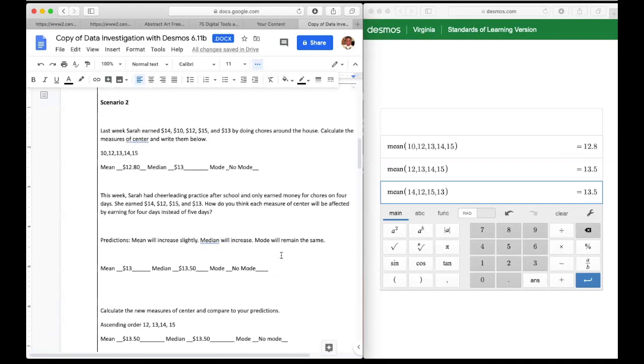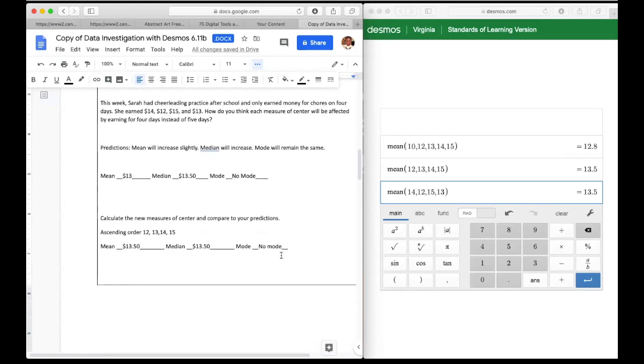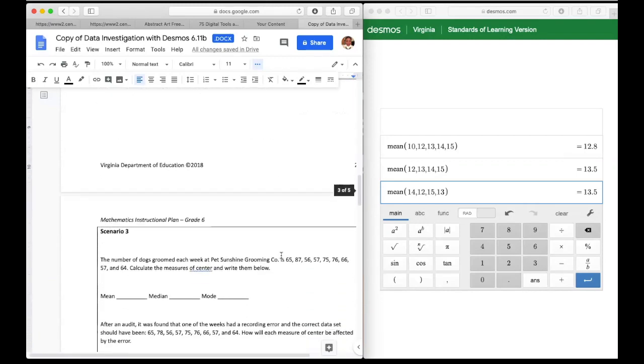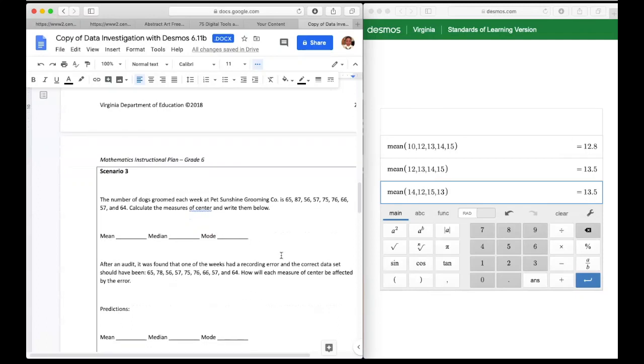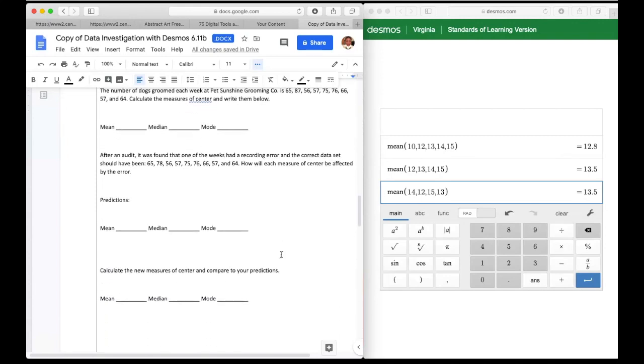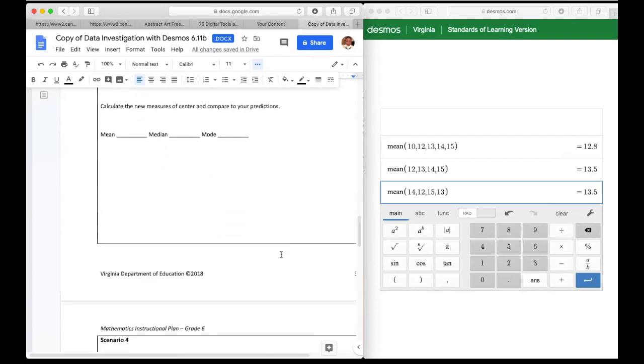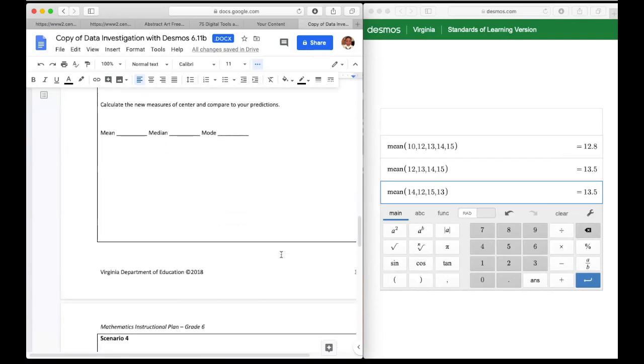So your independent practice will be to complete number 3, which is just like what we did, but you have to read through it, because remember, we did something when we changed the mode. We removed the number, changed the number, and added a number to the data set. So make sure you read it so you'll know exactly what it's asking you to do for each set. And don't forget to place your predictions there. And then you're going to recalculate, compare, and jot down some notes on there if you like.